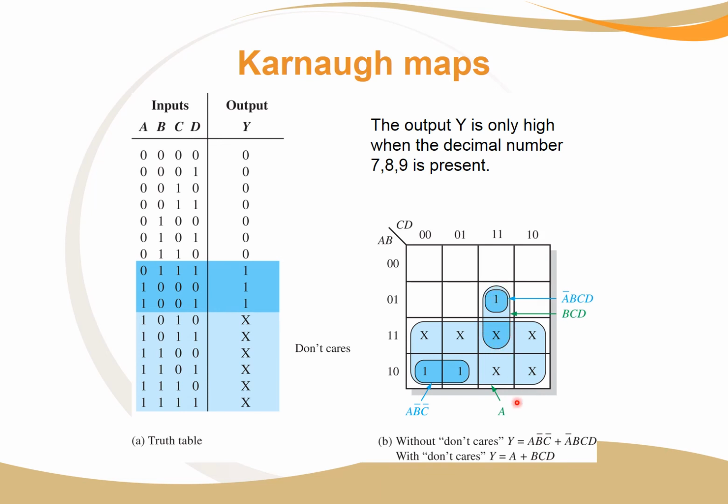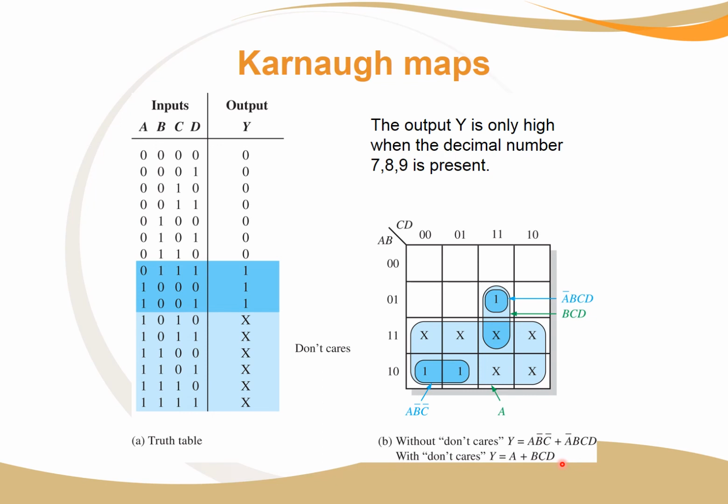And then without the don't cares, this will be the equation. But because we can group this one with these other 6 don't cares, we can make a big group of 8, and also we can group this one solitary one with another don't care for a group of 2, which we can then simplify to this.